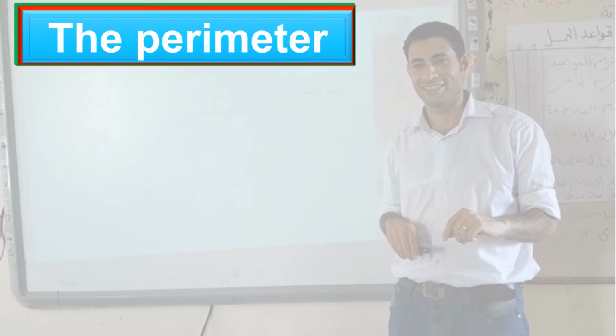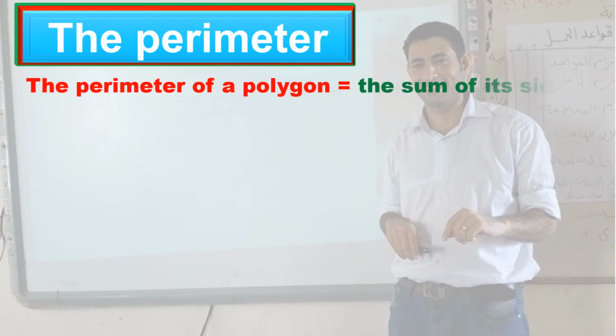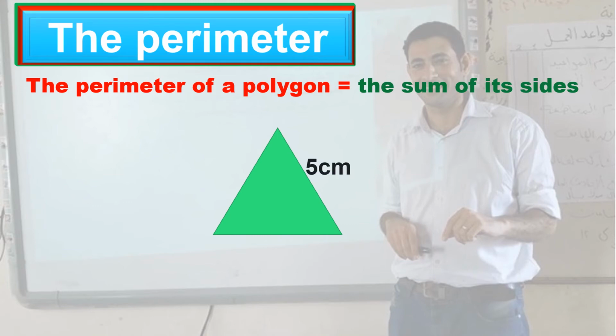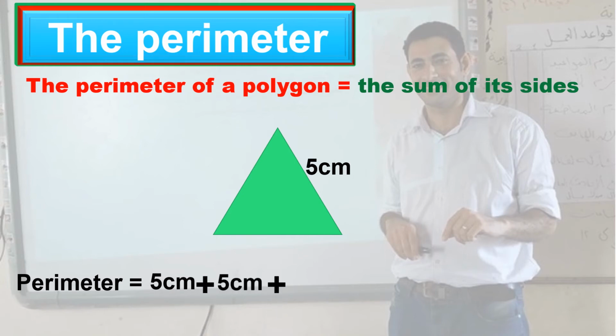Another example, the perimeter of a polygon equals summation of its sides. In this figure we get an equilateral triangle. Each side equals 5 centimeter. The perimeter in this case equals 5 centimeter plus 5 plus 5. Then the perimeter equals 15 centimeter.